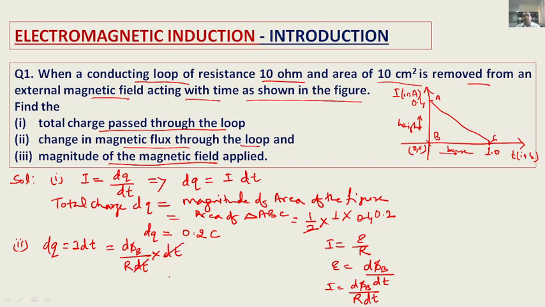So this dt and dt will get cancelled, and we get d phi b, which means change in magnetic flux, is equal to R into dq. dq we already found, so d phi b, that is change in magnetic flux. R is given as 10 ohm and dq is 0.2. So this will be equal to 2 Weber. Weber is the unit of magnetic flux. 2 Weber.